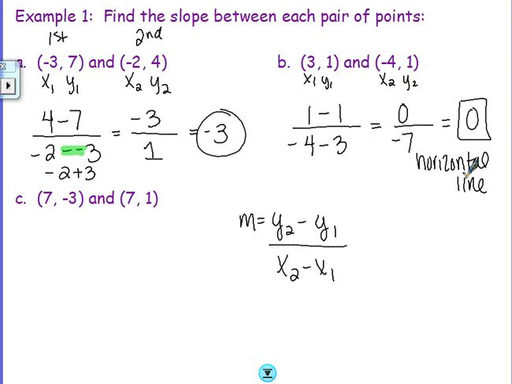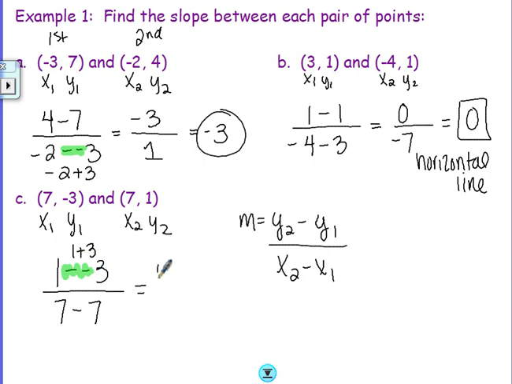All right, so our last one, 7, -3, and 7, 1. x1, y1, x2, y2. Plugging in our points, 1 minus -3 over x2 minus x1. Again, don't forget, 2 negatives here become a positive, so this becomes 1 plus 3 is 4. 7 minus 7 is 0. And anytime you have 0 on the bottom, you cannot take something and divide it into 0. So your slope is undefined. And what kind of line is undefined? A vertical line.